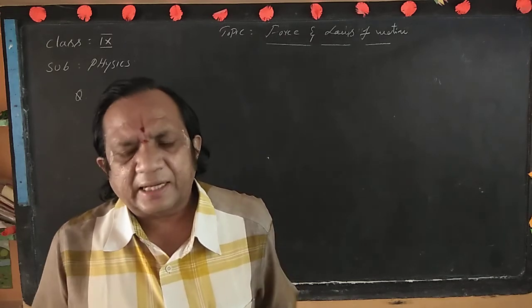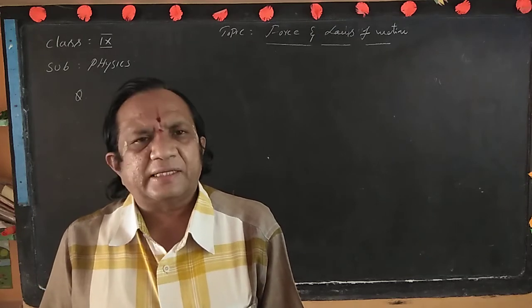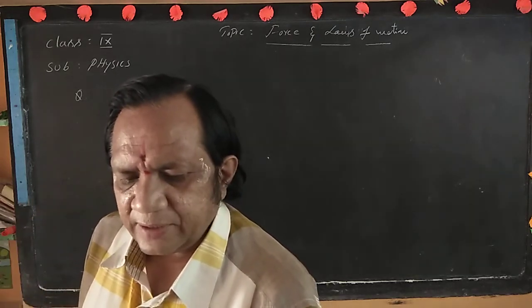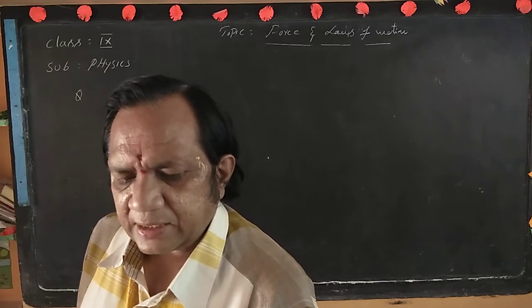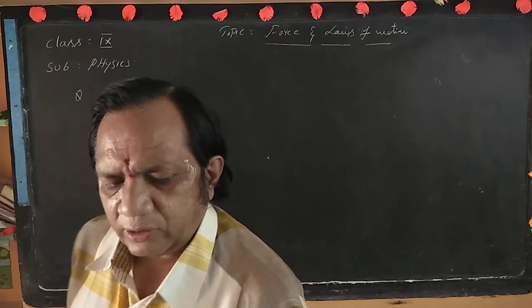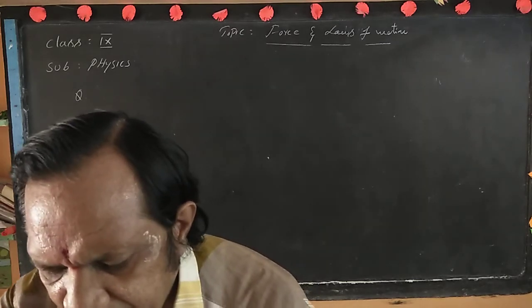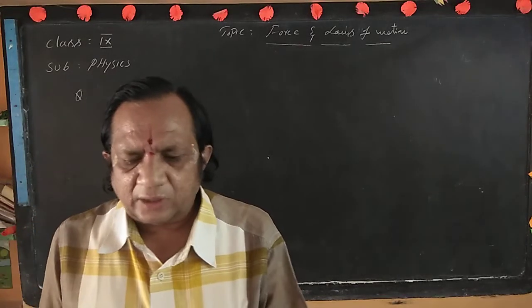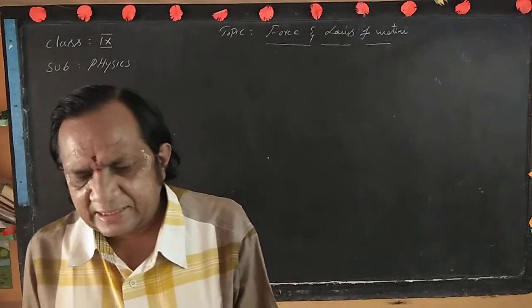Here, remember that 1 ton is equal to 1000 kilograms. Ton has to be converted into kilograms. So 1 ton means 1000 kilograms you have to consider. Here 7 tons is given, means 7 into 1000. So 7000 kilograms will be its mass.